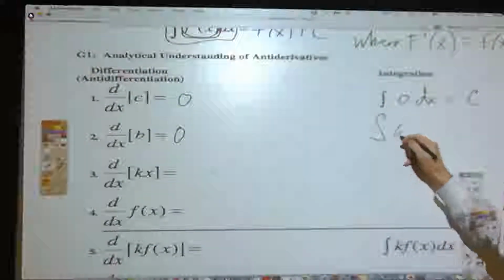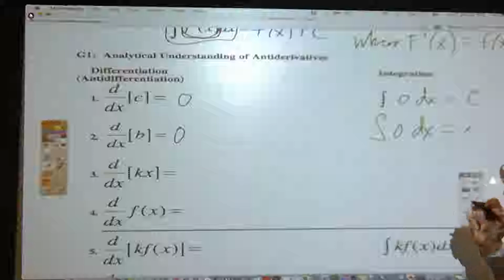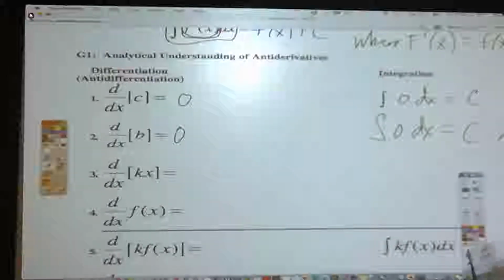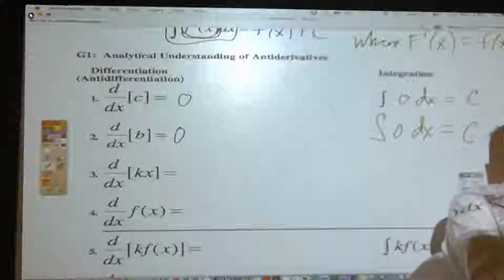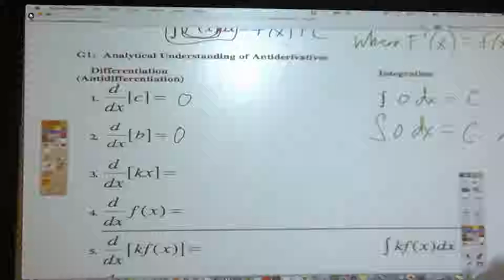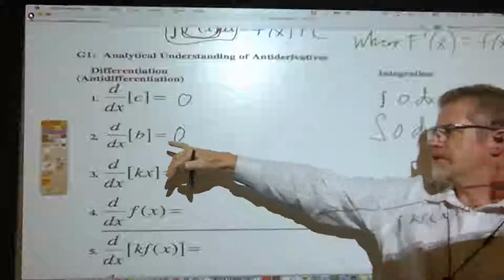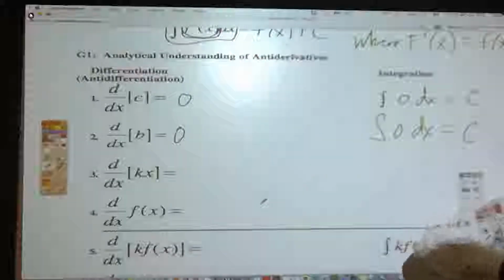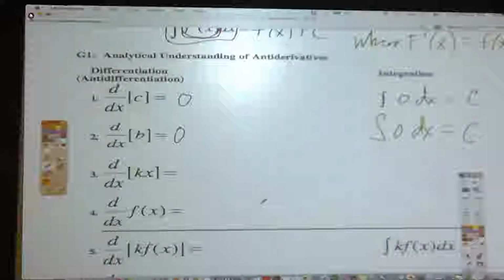Guess what the antiderivative of 0 with respect to x is? Just take a wild guess. Class? C. What? B. B? No, it's c. We use c to represent the constant of integration, not b, even if the original constant was b. Okay. So we got past that bump in the road.